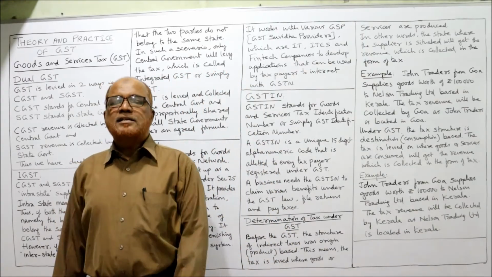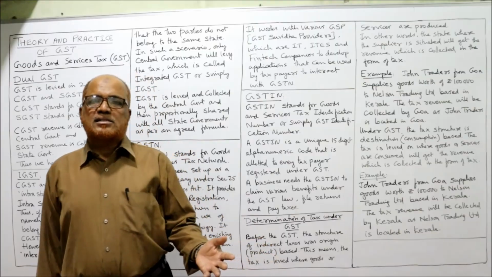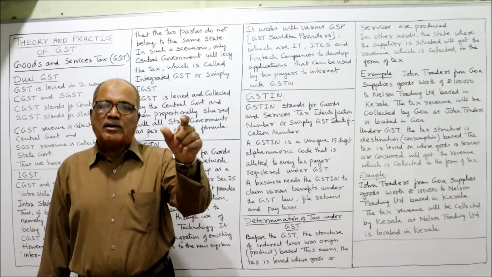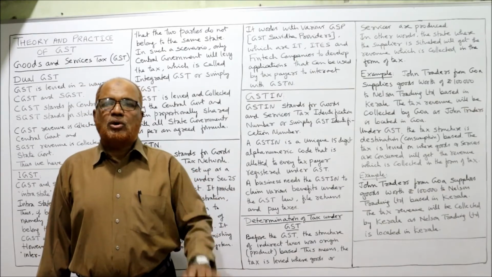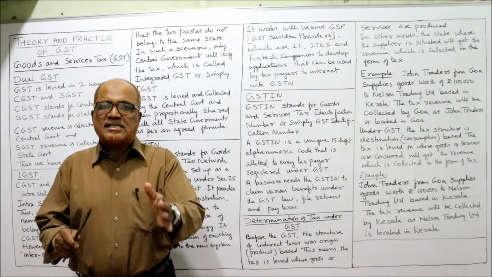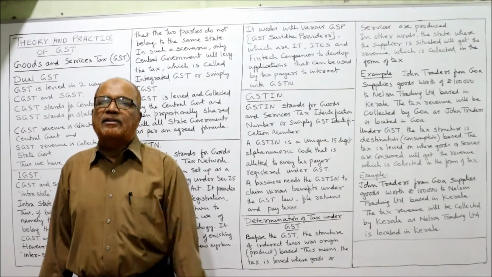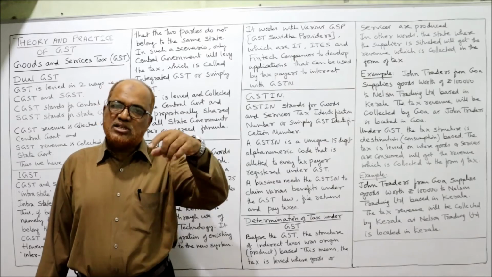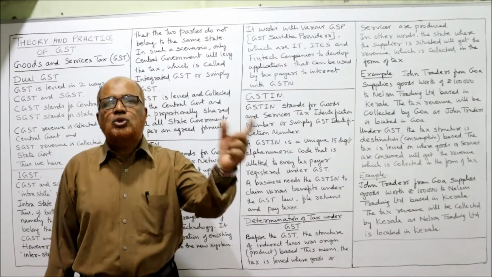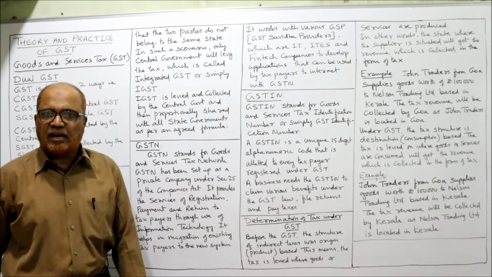GSTIN is just like the PAN number. Just like in income tax, a PAN number is allotted to every taxpayer, similarly under GST also, a unique identification number will be allotted. The unique identification number which is allotted by GST to the taxpayer is called GSTIN.